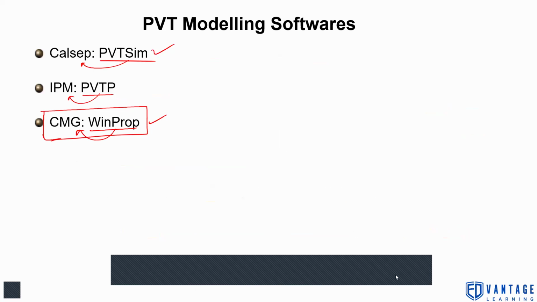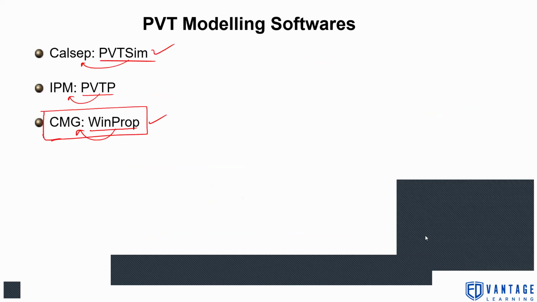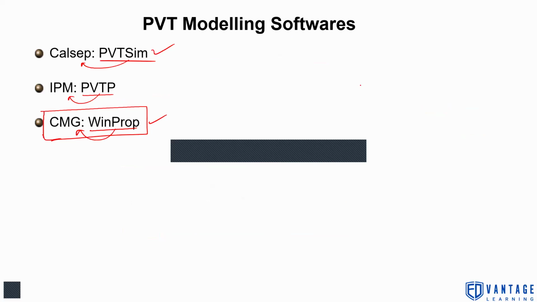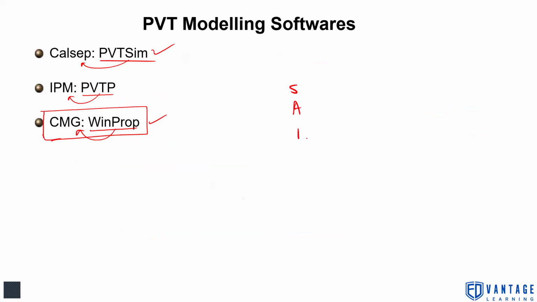Okay. What is SARA analysis? So yeah, let me just write it here. SARA: S is saturates, A is asphaltenes, R is resins, A is aromatics.